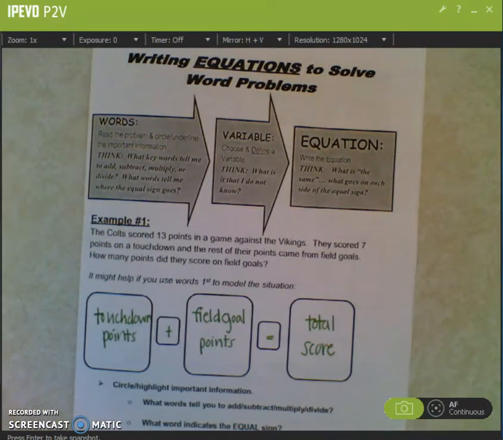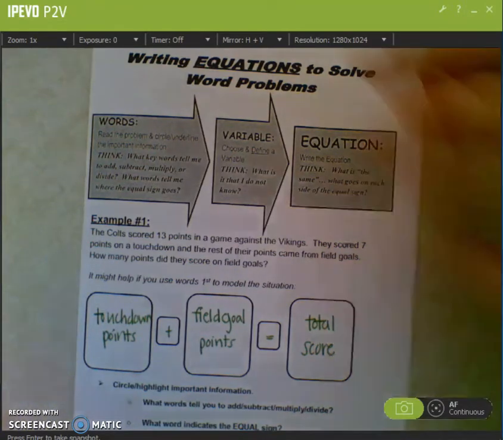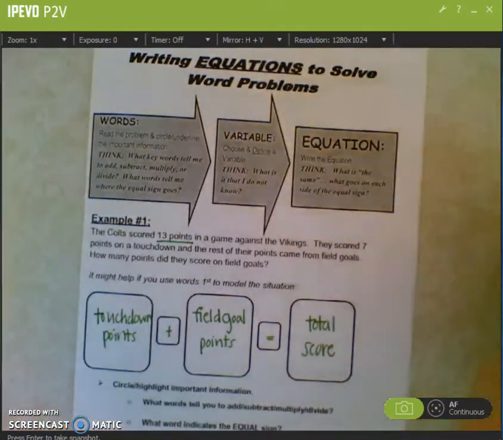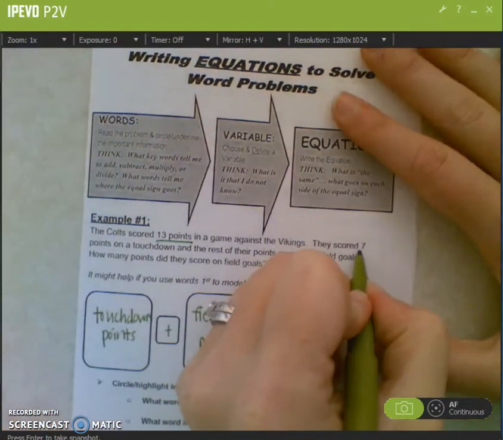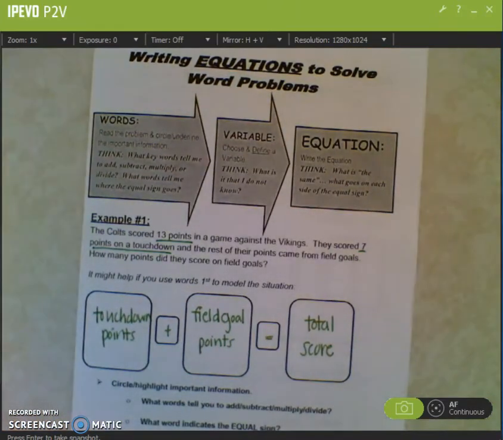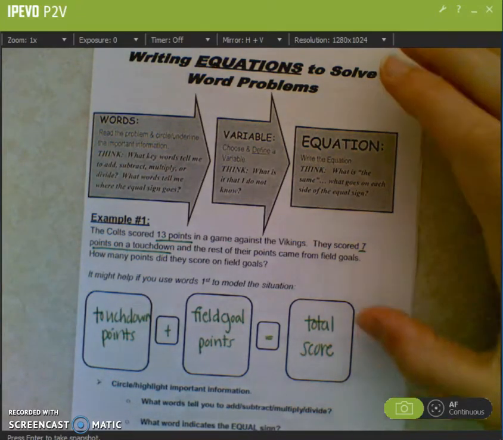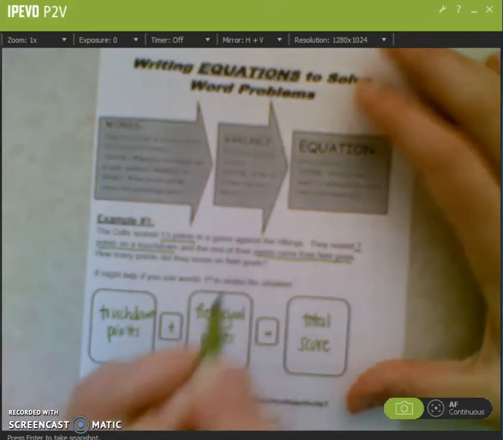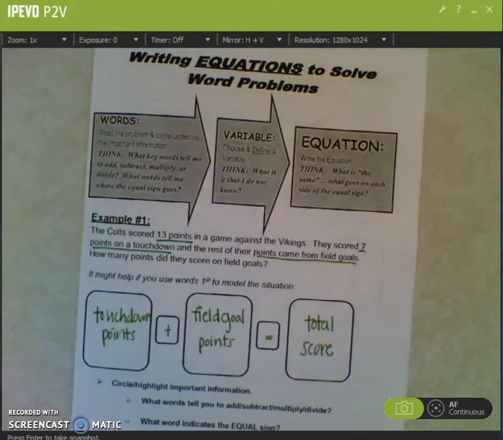Our steps below tell us to circle or highlight important information. So I'm going to come back up and say the Colts scored 13 points. That's their total. They scored 7 points on a touchdown. So that's important. And the rest of their points came from field goals. That's how many points the rest of them came from.